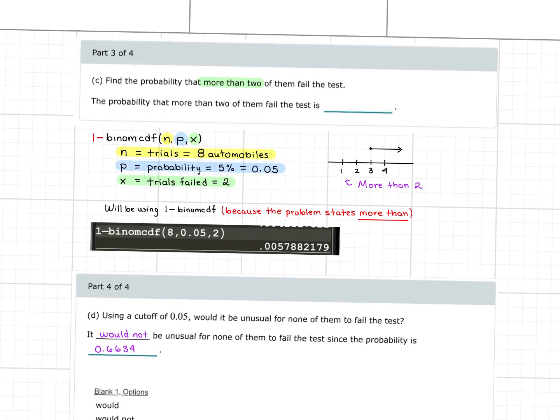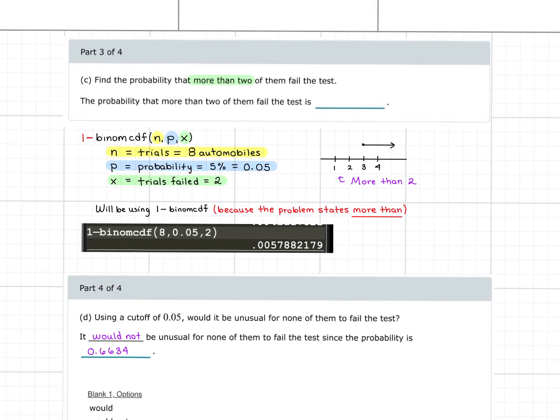So again, I love drawing this right here, more than 2. So we're looking at 3, right? The probability, and write this down, of X is greater than 2. Not equal to 2, just greater than 2. So that's why we start at 3 here, right? More than 2.